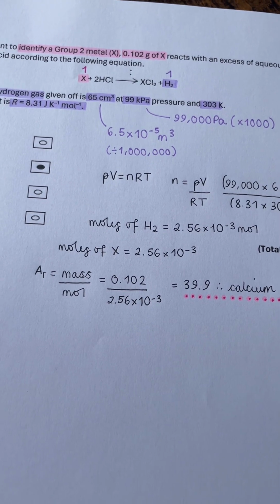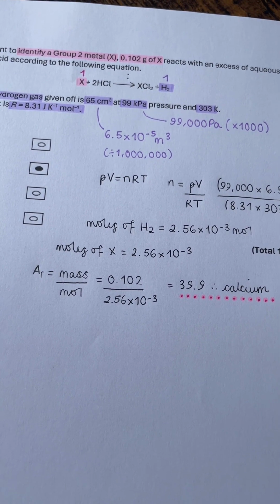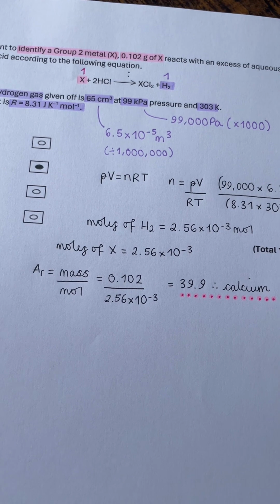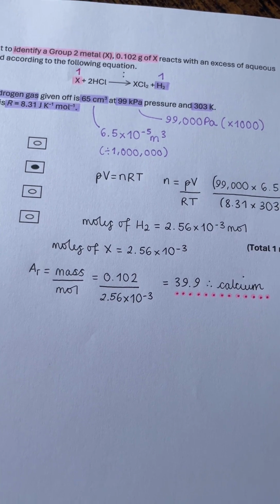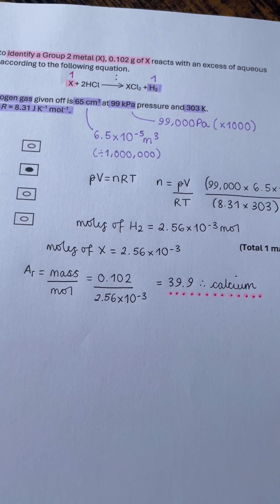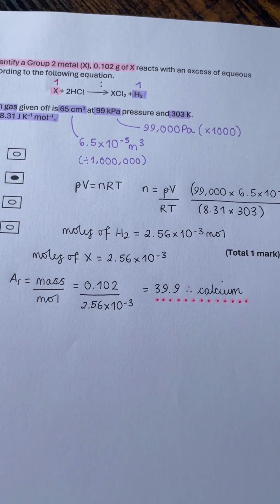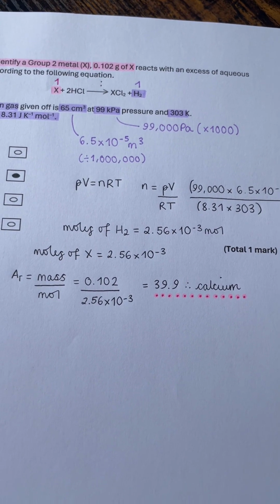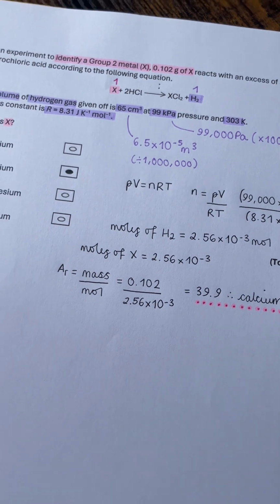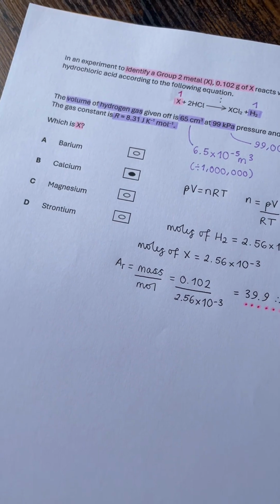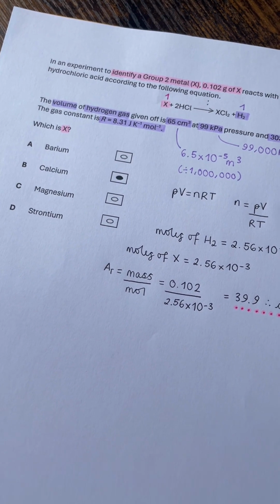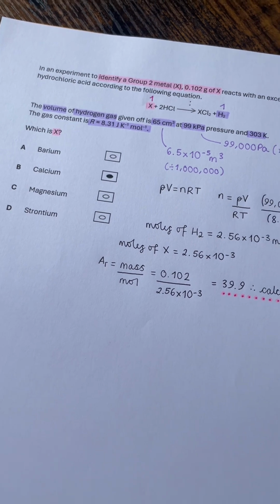From the moles, we can use the mass that we were provided to get the Ar. So mass divided by moles gives me an Ar of 39.9, and when we compare that to the values on the periodic table, that value is closest to calcium, which is 40.1, and thus calcium has to be the identity of X. Hopefully that's been useful.